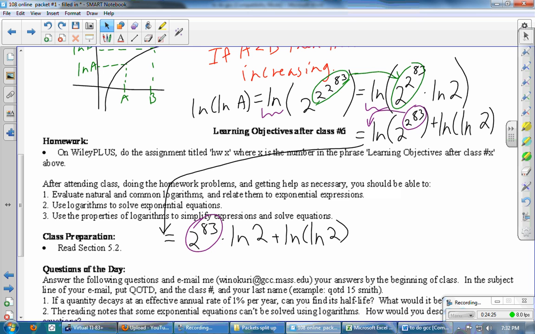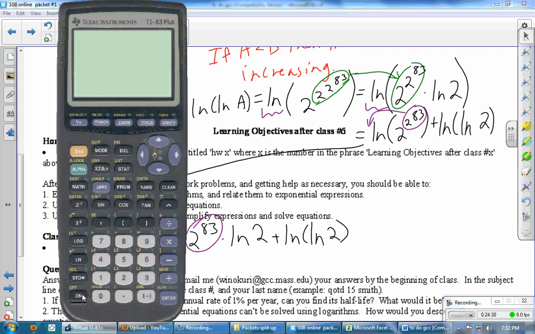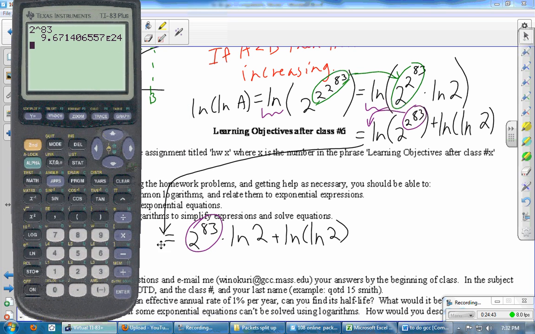Okay, so I guess we could do this one more time if need be. 2 to the 83rd is ridiculously large, but can the calculator handle it? Let's see. 2 to the 83. Cross your fingers. Oh, that's happy. So 9.67 E24, that means times 10 to the 24. So then we can just do that same thing again now and type in the rest of this. So that's times ln of 2 plus ln of 2. And our final answer is right there, 6.7 times 10 to the 24.